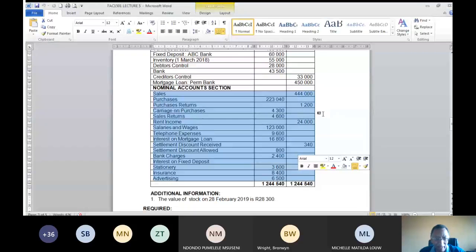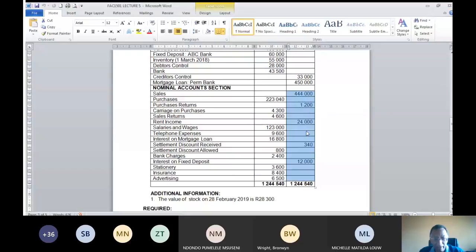Take note of the fact that income accounts must have credit balances. The income accounts in this example, sales is income, purchases returns is classified as income, rent income 24,000 Rand, that's an income account, settlement discount received, that's income, and interest on fixed deposit, that is income. Your expenses will appear all on the debit side.